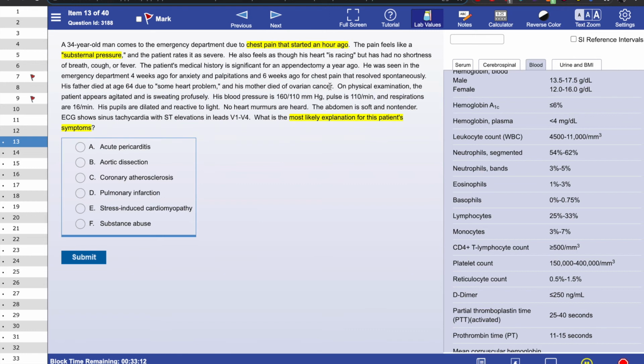Physical exam, patient is agitated and is sweating. Blood pressure is high, so I'm really thinking it's cocaine induced at this point in time. And his pupils are dilated, so I'm thinking this is cocaine. ECG shows sinus tachycardia with ST elevations in the septal and anterior leads. Most likely explanation is substance use. Okay, perfect.